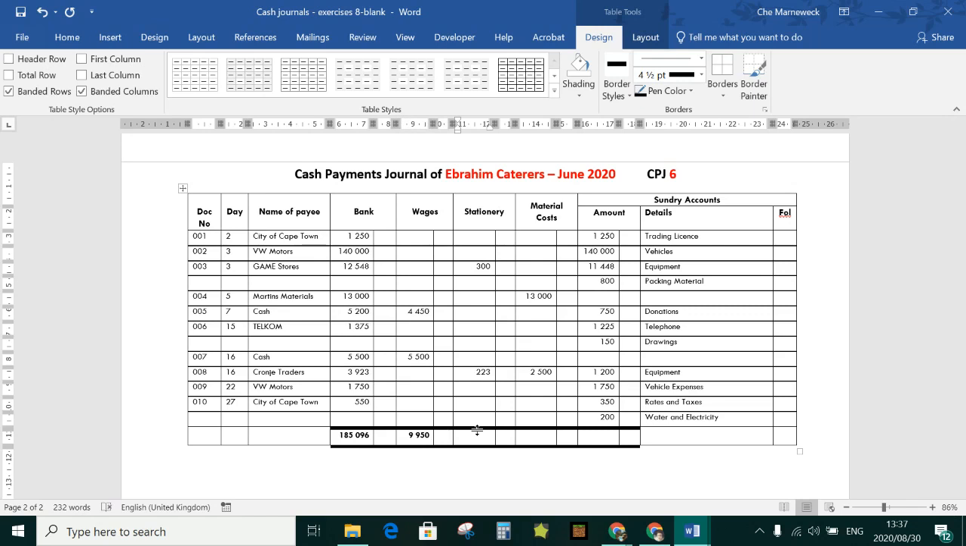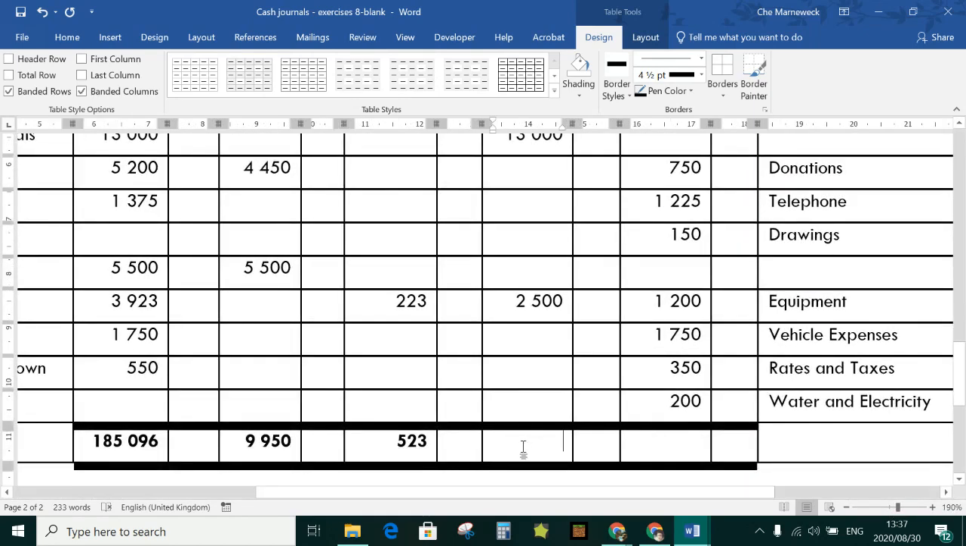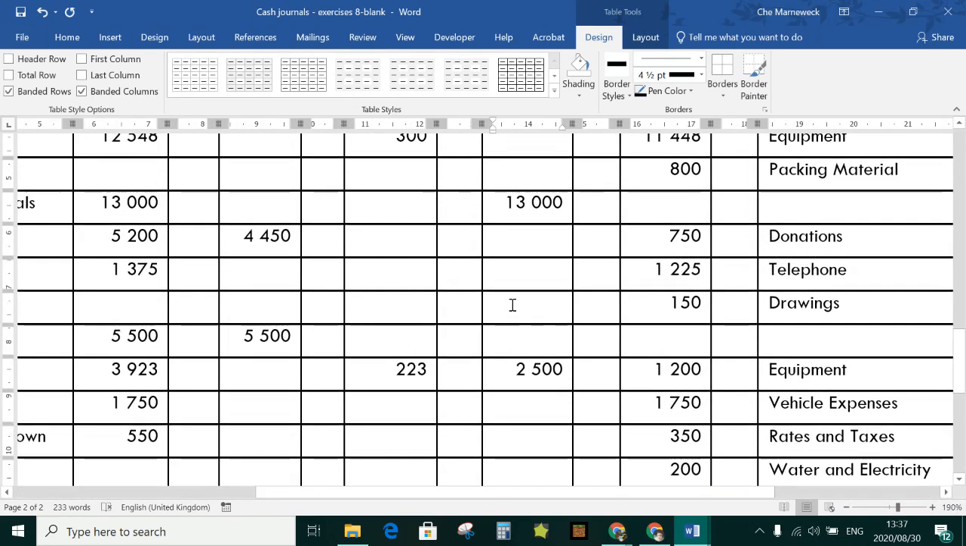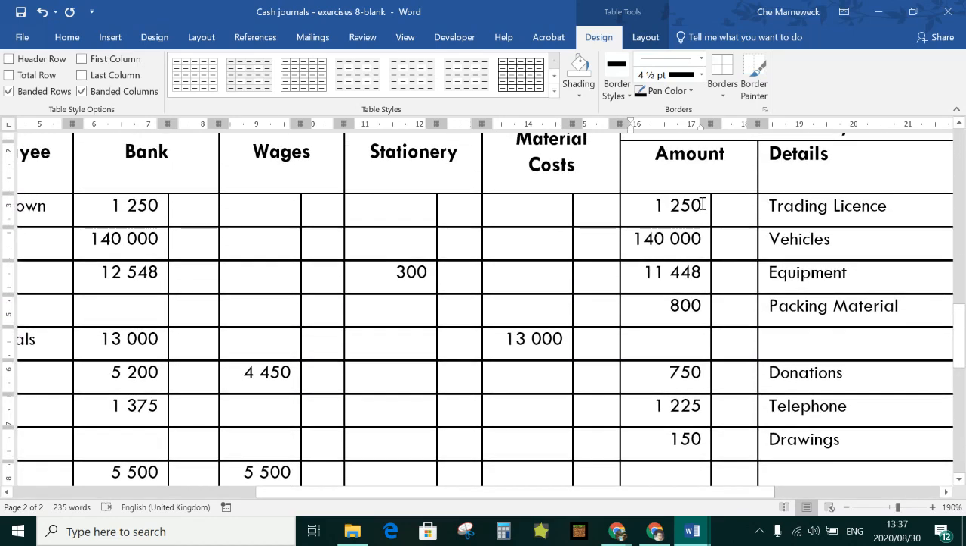9,950. Then we add the values in stationery, 300 plus 223 gives us 523. Then we're going to add the amount in material costs. So 13,000 plus 2,500, 15,500. And then we add all the values in sundry.